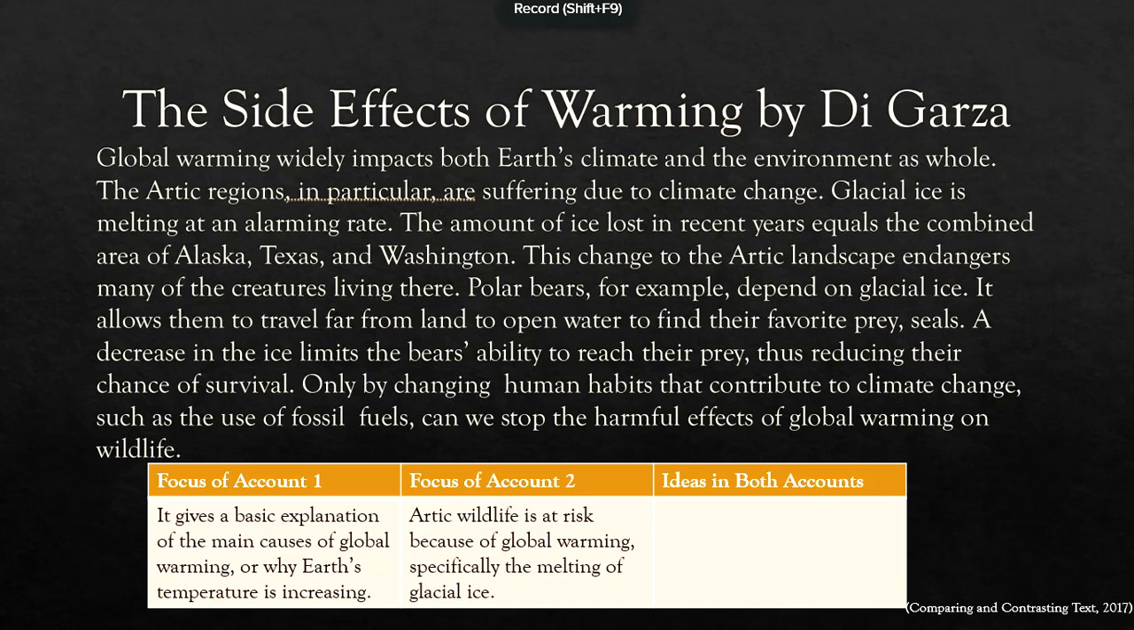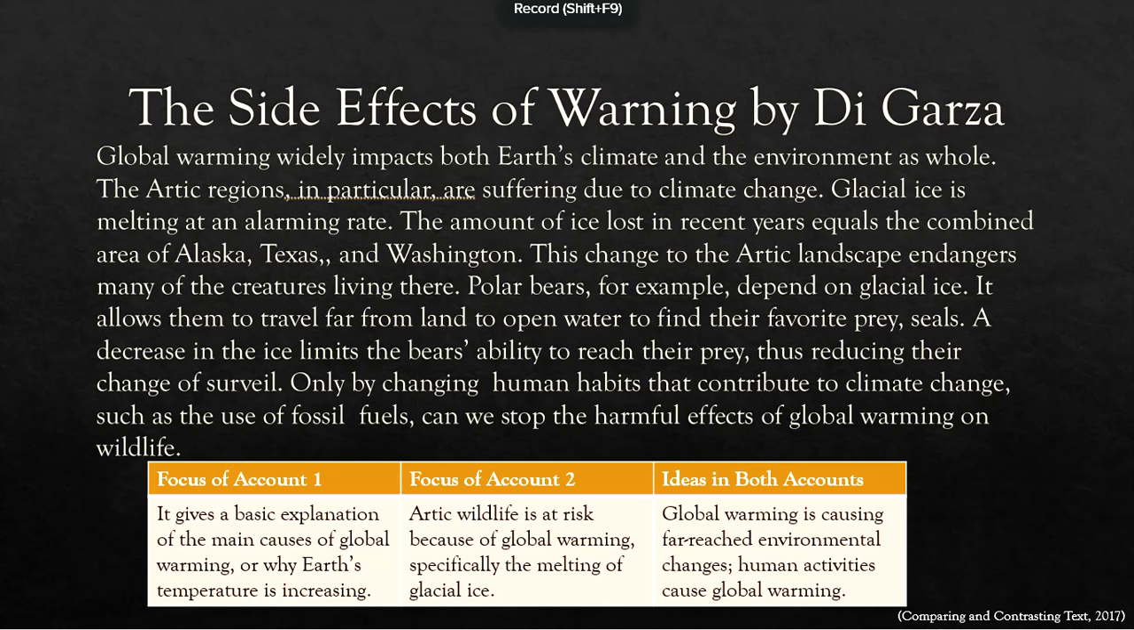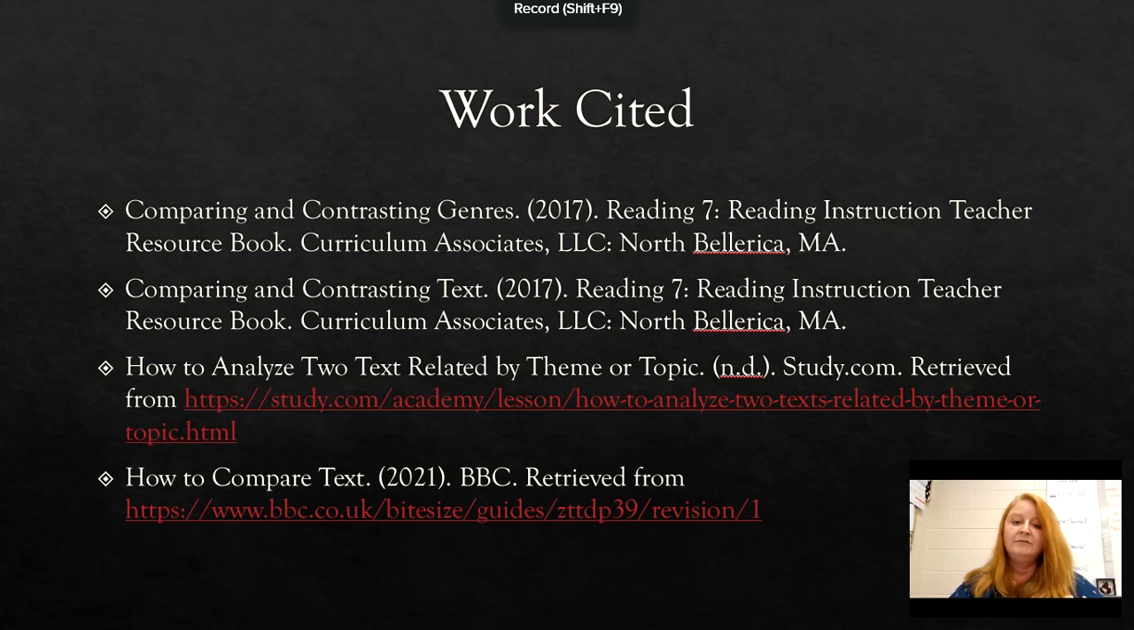Now let's compare the first text to the second text. With both texts, global warming is causing far-reaching environmental changes, and human activities cause the global warming. This concludes our lesson today. Remember, ask questions to yourself as you're reading your text. Read it more than once if you need to. Look for the main idea and the text purpose. And if anything doesn't seem right, look for clarifications to help you with your analysis.